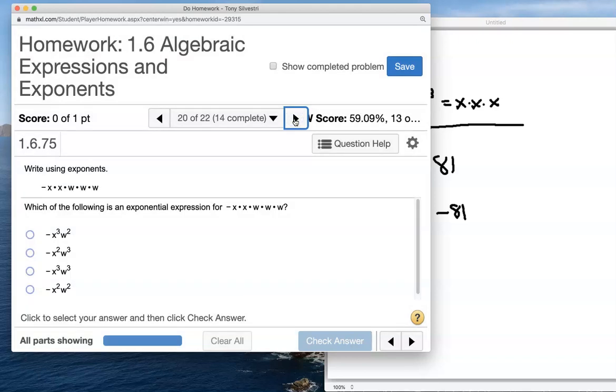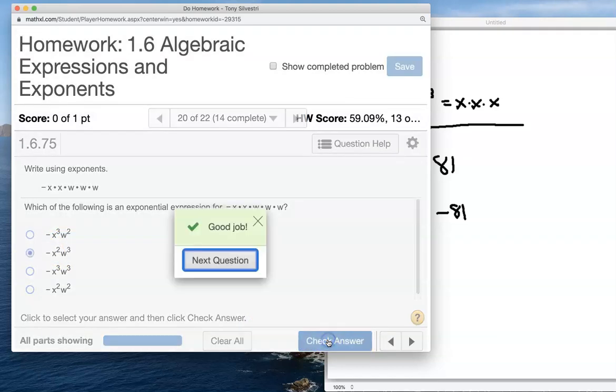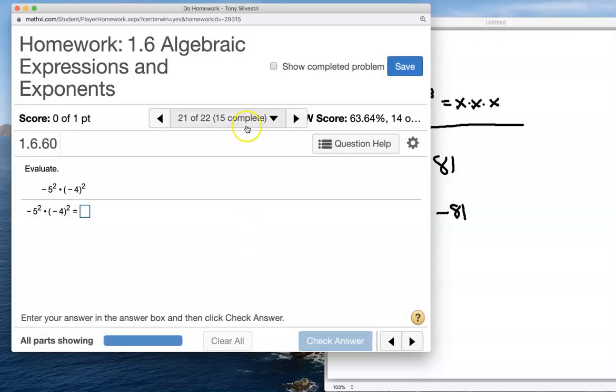Basically count the variables. I'll do this one. Now, there's really a negative 1 in front of there. Remember what negative means. Negative 1 times this. So I have 2 x's, 3 w's. I'm going to look for 2 x's, 3 w's. That's negative. I'm going to say that's the answer right there. Good job. See, I told you this would be a fast chapter.